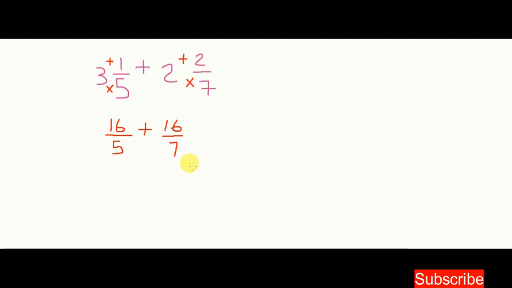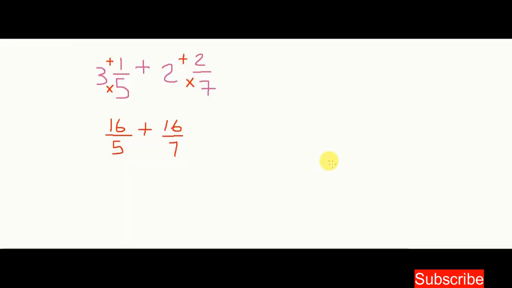So 5 and 7, the LCM is 35. So 5 into 35 goes 7 times. 7 times 16 is 112 plus 7 into 35 goes 5 times. 5 times 16 is 80. 80 plus 112 is 192 over 35.